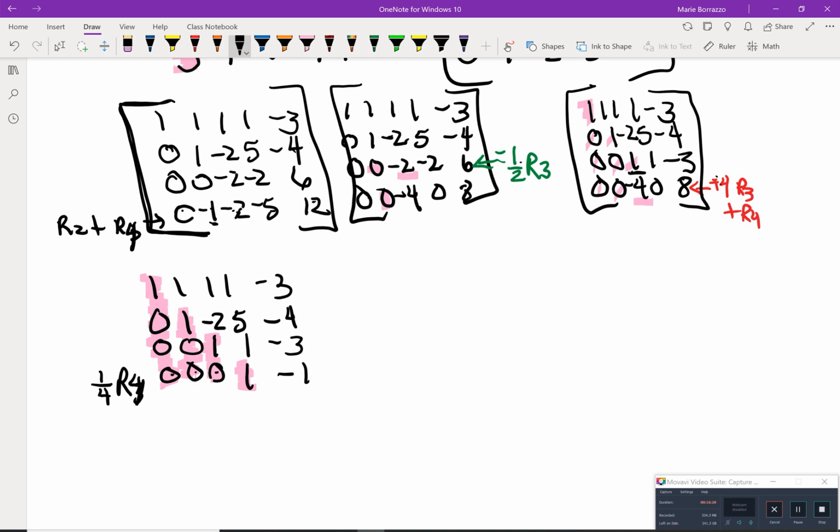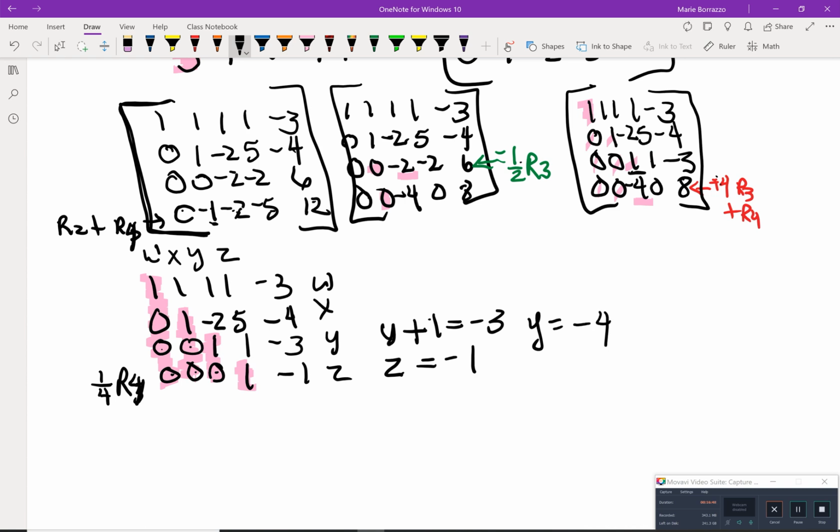Just remember, this means that this is W, X, Y, and Z. So that I know that my Z is equal to negative 1. Based on this equation, because remember this is W, X, Y, Z as well, you have Y plus a Z, or in this case a 1, is equal to negative 3. So I can solve for this, and I know that Y is equal to negative 4. Okay, so I have Z, I have Y. Can I solve for the next one, which is X?